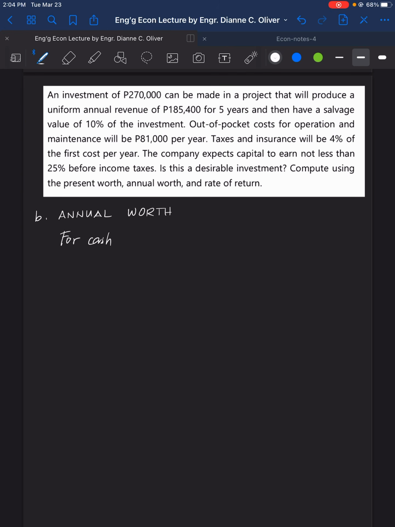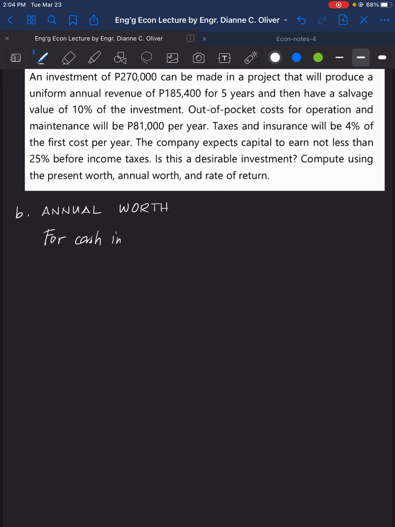Okay, let's make it bigger. For cash inflow, let's have the cash flow diagram: 1, 2, 3, 4, 5. So for inflow, we have an annuity of 185,400. How about the salvage value?